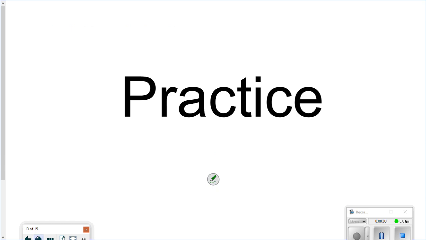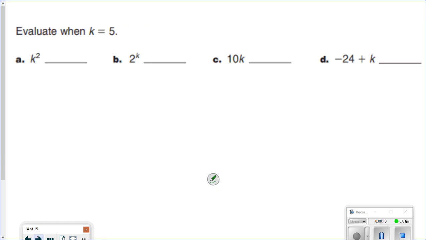Next problem. We're doing some practice problems here, okay? Evaluate when k is 5. So this means 5 to the second power. That means 5 times 5 is 25. 2 to the fifth power.